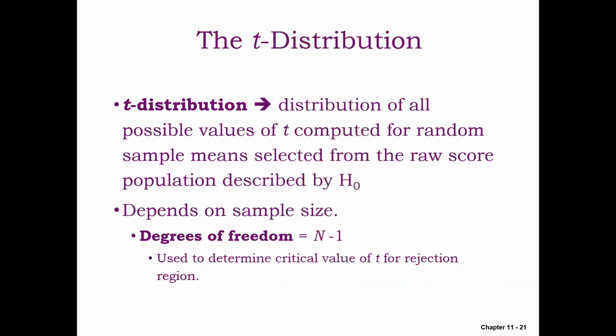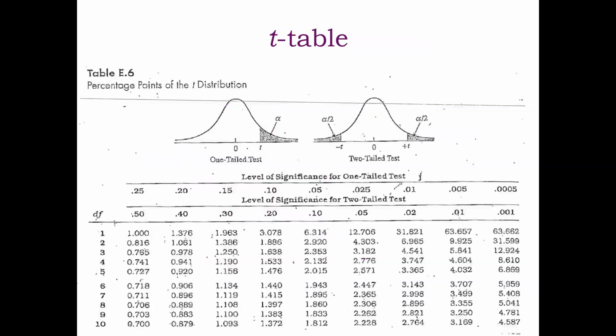The T distribution is just the distribution of all possible values of T computed for random sample means selected from the raw score population described by the null hypothesis, okay? It depends on sample size, and the degrees of freedom are used to calculate the critical value of T for the rejection region. Degrees of freedom are always going to be n-1 for a one sample t-test. So let's look a little bit at this table. This is an old table. You actually aren't going to have to use tables, but it's important to understand what's going on.